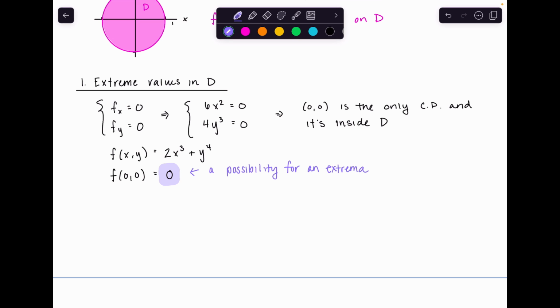It could be one of them. It might not end up being. It could be both, the things occur on the boundary. Okay.